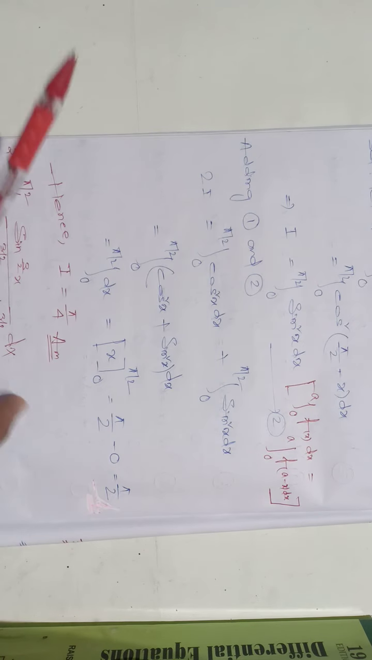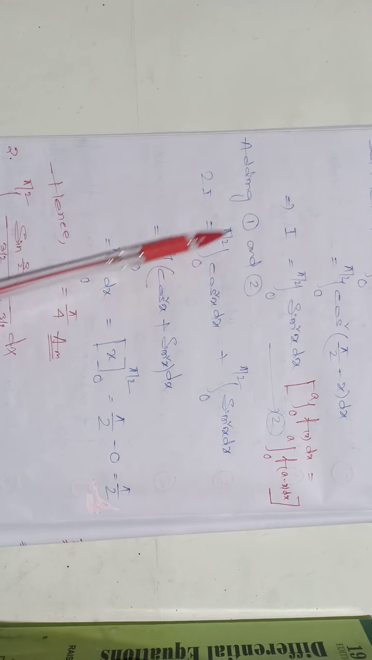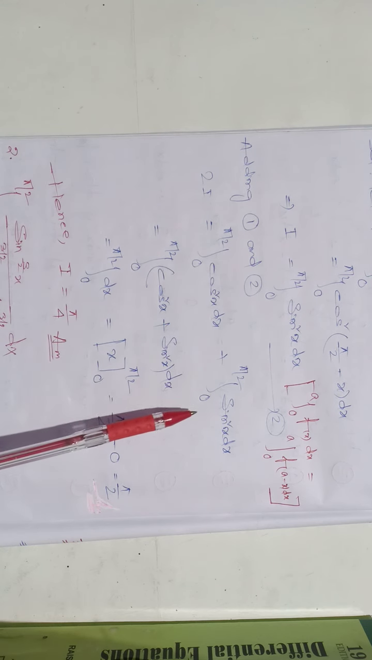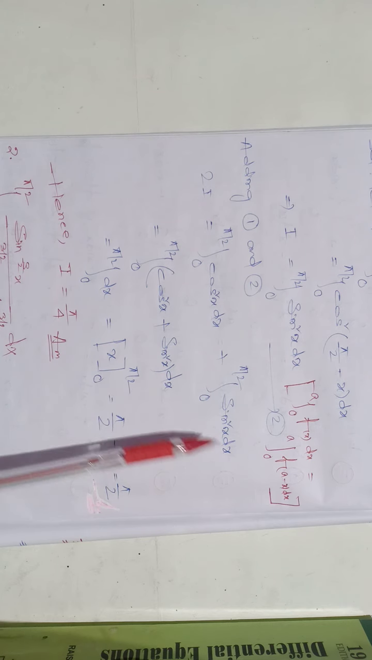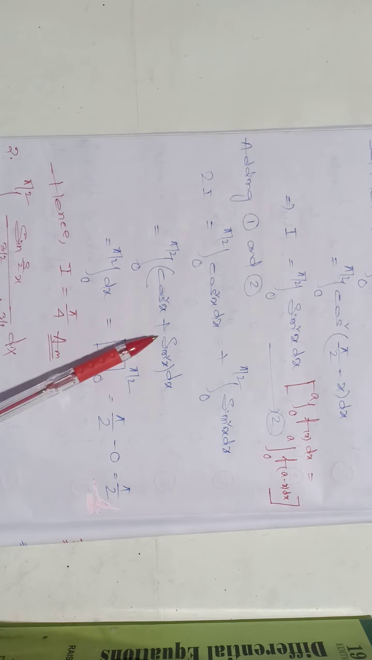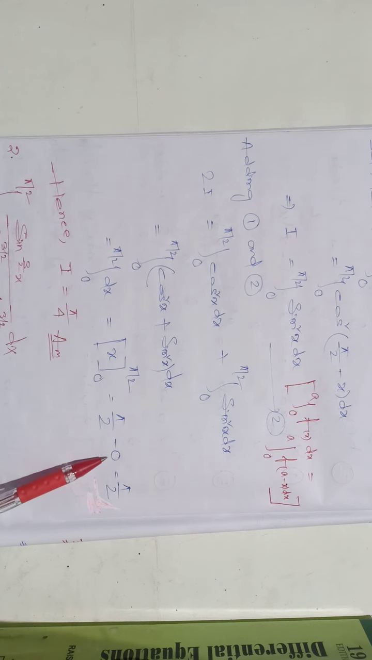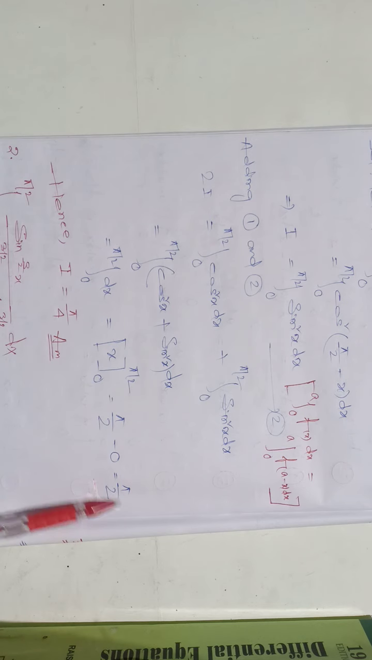So let us take twice I, adding 1 and 2, twice I equal to I plus I. So this is 0 to pi by 2 cos square x dx plus 0 to pi by 2 sin square x dx. Now 0 to pi by 2 (cos square x plus sin square x) dx. So 0 to pi by 2, this value is 1 dx. So integration of dx is x. So pi by 2 minus 0, the answer is pi by 2. Hence twice I equal to pi by 2, so I equal to pi by 4.